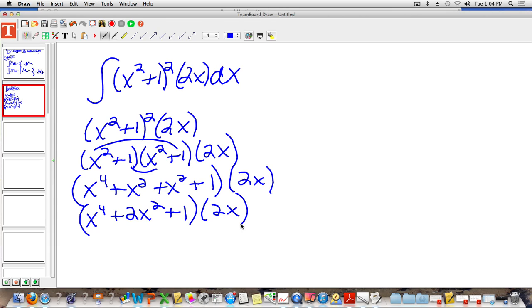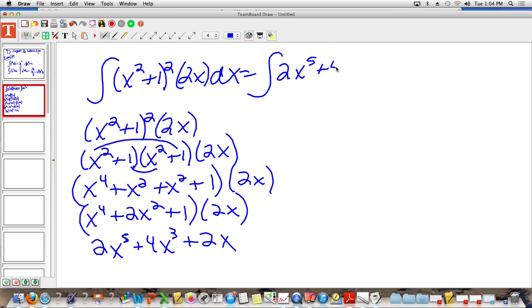Distribute the 2x into each one of these terms. You would end up with 2x to the 5th plus 4x cubed plus 2x. So this really means this. This is a 5th power. You with me? All right, so really what I'm doing here is I'm integrating 2x to the 5th plus 4x cubed plus 2x. So we have 3 terms. Each term is separated by, in this case, a plus sign, but a plus or a minus would do.